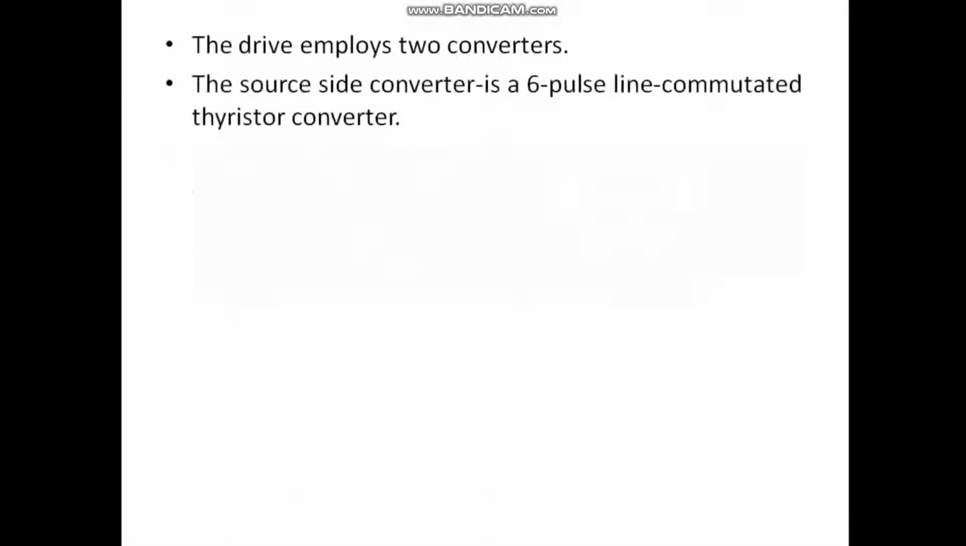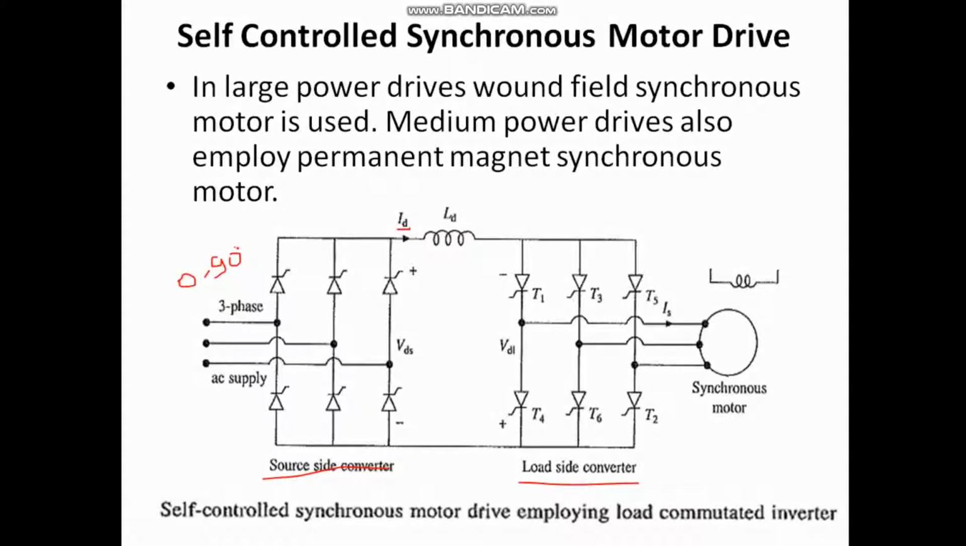I'll go back to my main figure now. Understand that this is my source side converter and this is my load side converter. Whatever firing angle I am showing here would be alpha S, and this side firing angle would be alpha L. So we need to see the condition of alpha S between 0 to 90 and 90 to 180.